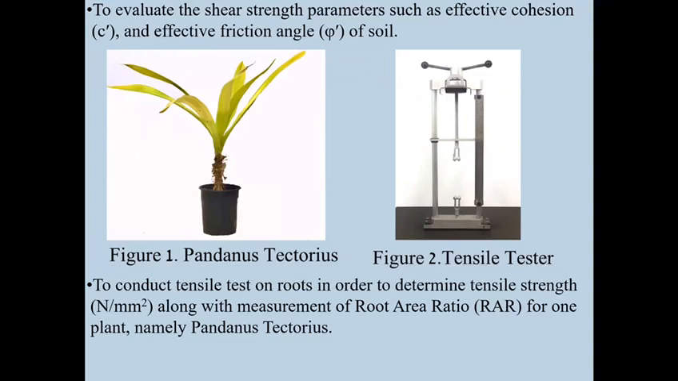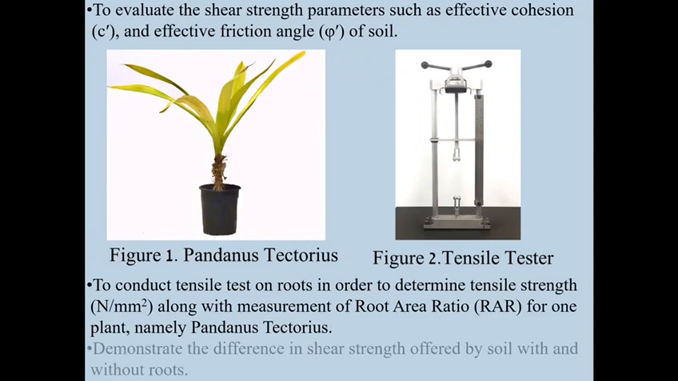We also measured the root area ratio, or RAR, for the plant. The RAR is a biomass concentration as a function of soil depth. We use this parameter to estimate the root contribution to soil strength. We also plan to demonstrate the difference in shear strength offered by soil with and without roots.